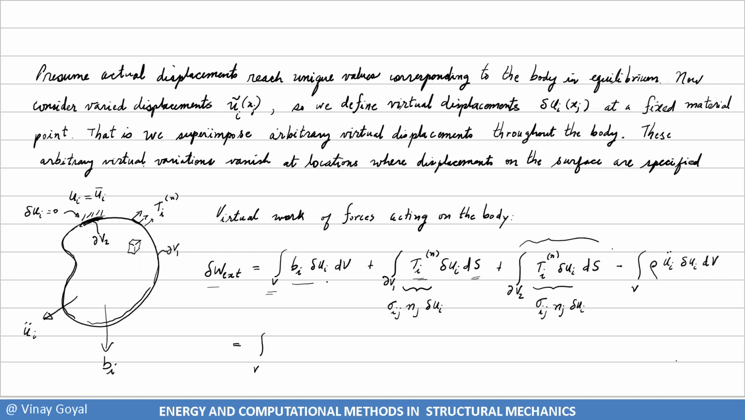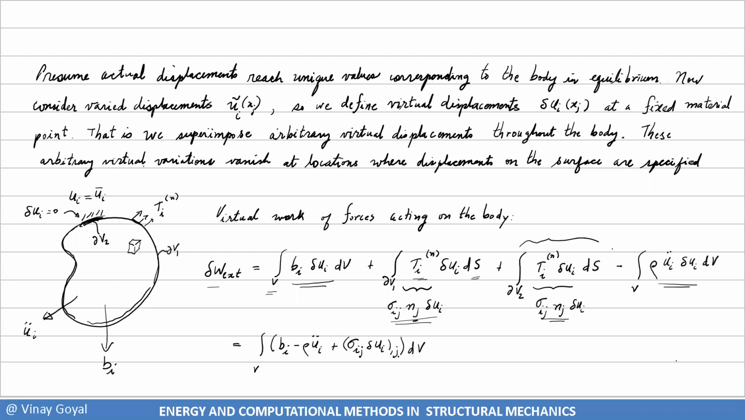So then I have this is equal to V. And then I'm going to combine this integral with that integral. And I'm going to have bi minus rho ui double dot. And then this one right here becomes a volume integral. And that volume integral is plus sigma ij del ui, and this comma j here becomes a comma j here. Okay. And then this is the volume.